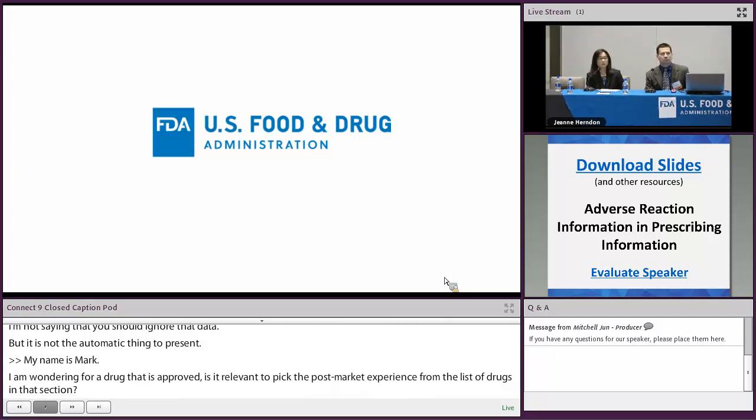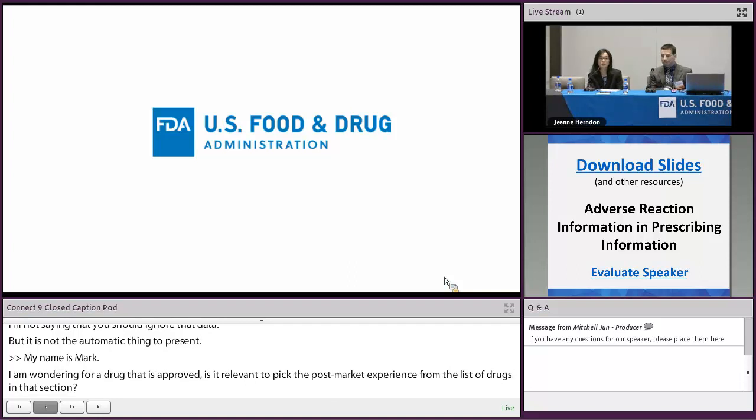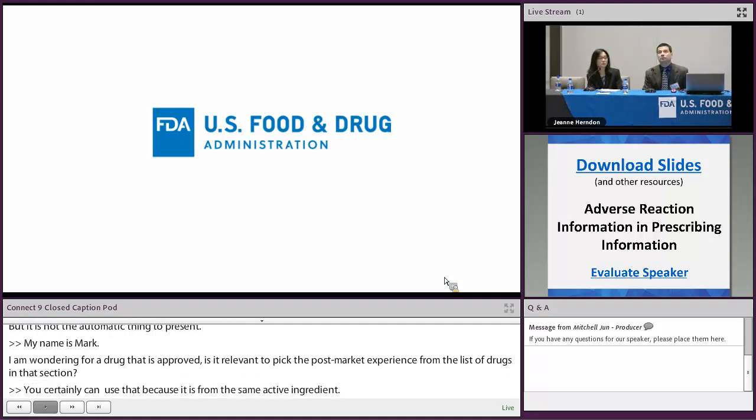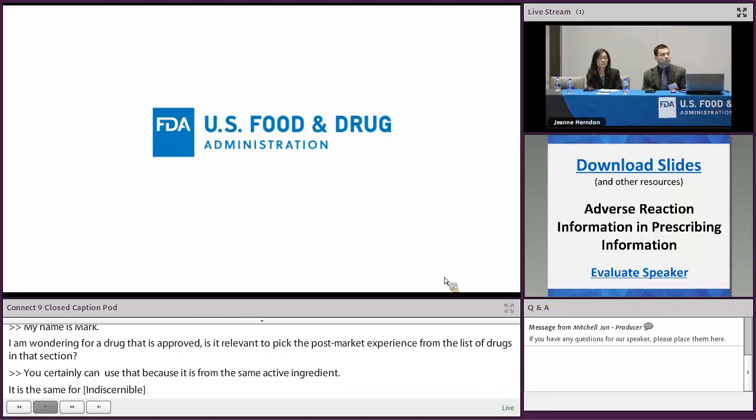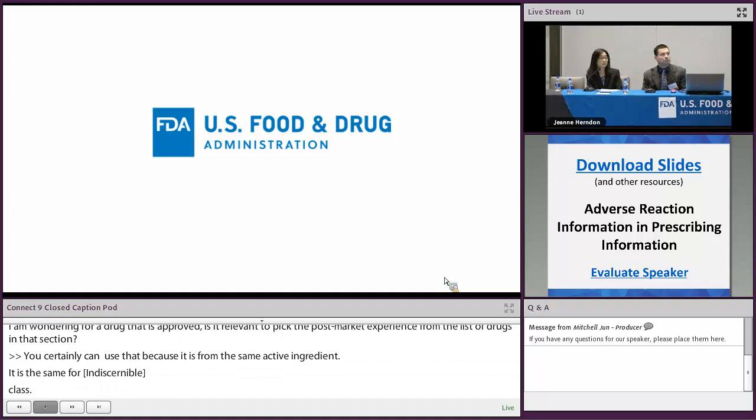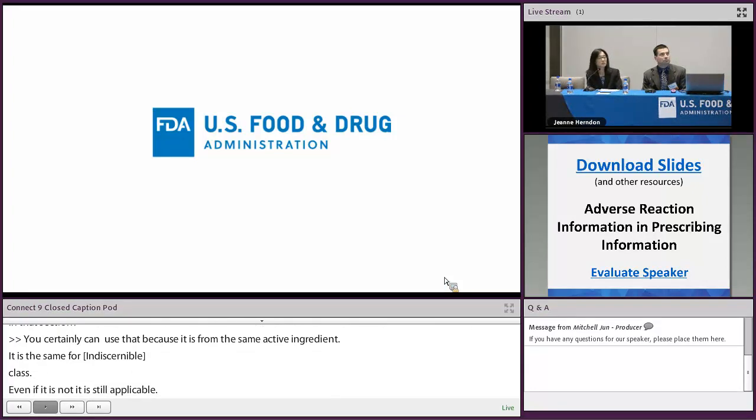You certainly can use that because it's from the same active ingredient, right? So that's not only the same pharmacologic class, but the same active ingredient. And assuming it's the same dosage form, but even if it's not, maybe it still is applicable. I would think that in general, that would be very useful information to include, especially if you haven't conducted your own studies and you're relying on FDA's finding of safety in another drug product.